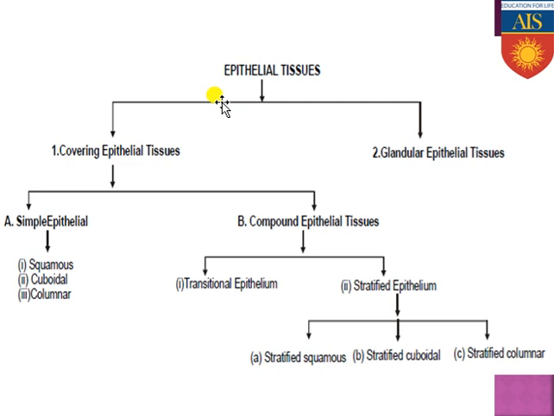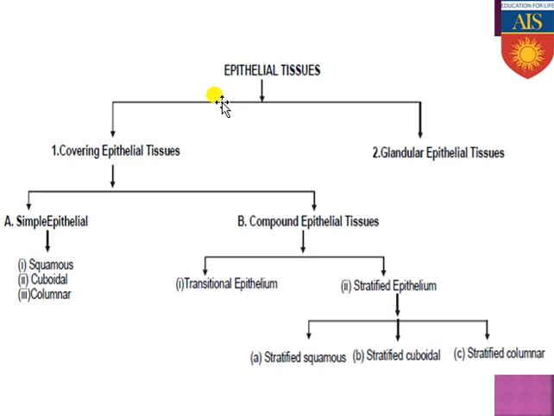Ciliated columnar is not mentioned here, but in the next slides, when we discuss the various types of simple epithelial tissues, you can see there is one specific slide based on ciliated columnar epithelial tissues. Compound epithelial tissues are those types which have multiple layers of cells, so for that reason they are named compound epithelial tissues. This tissue is made up of 2 different categories: transitional epithelial tissue and stratified epithelial tissue.